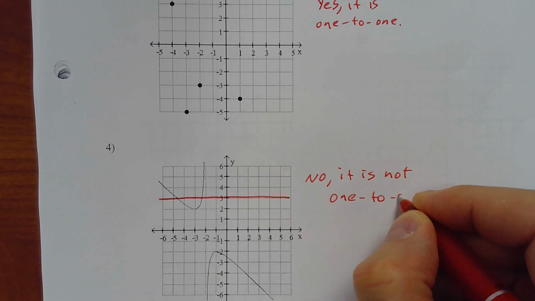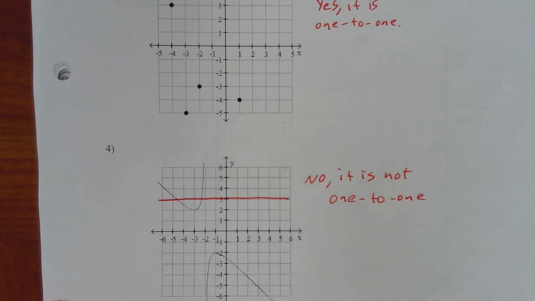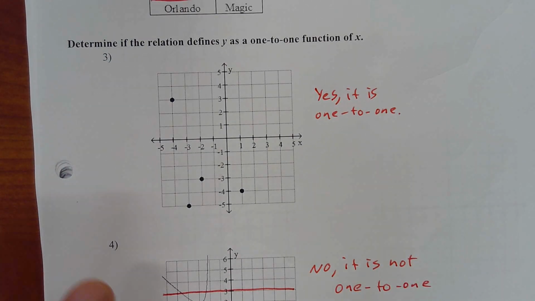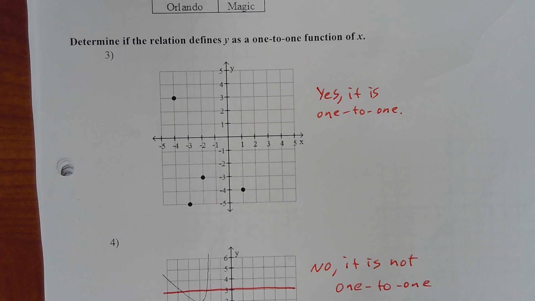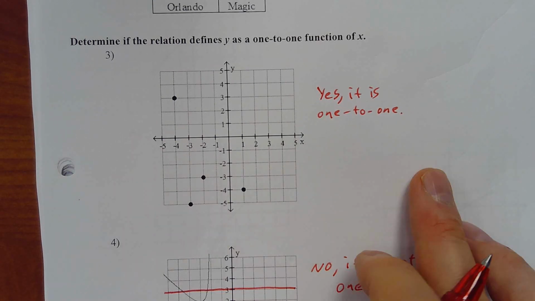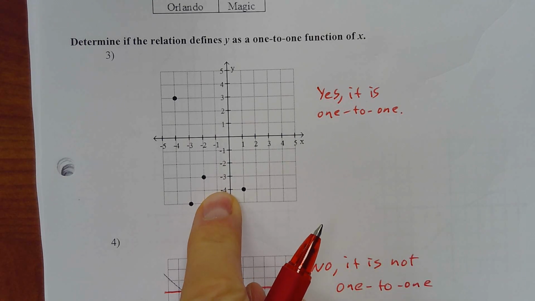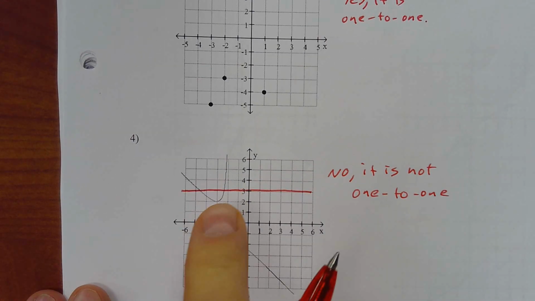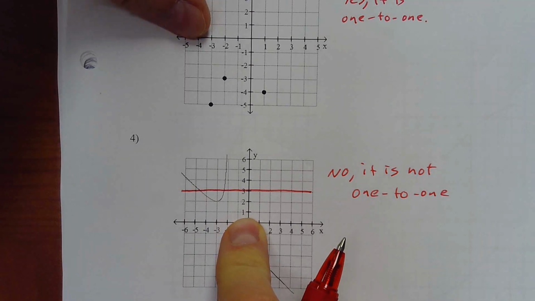Now, sometimes they'll ask you, does this relation have an inverse function? Well, remember, to have an inverse function, it has to be one-to-one. So it's pretty much the same thing. You still use your horizontal line test. This does have an inverse function, whereas this does not have an inverse function.